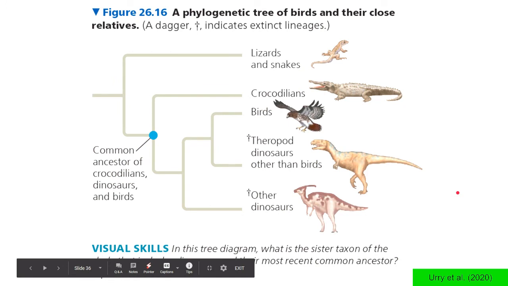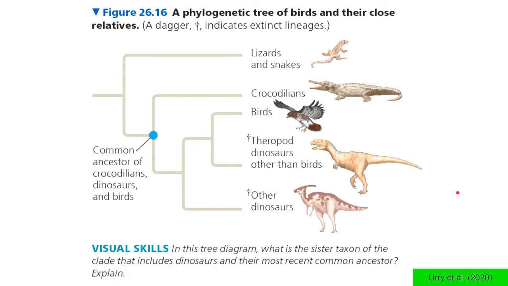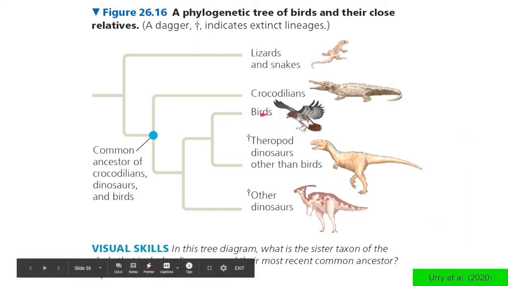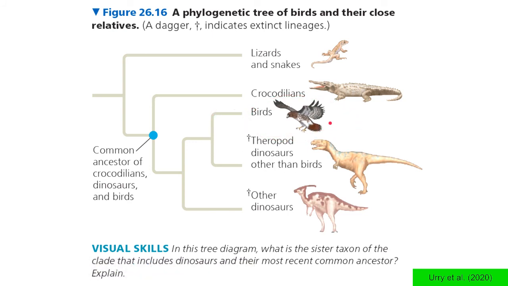So this is an example of a phylogenetic tree showing us birds and their close relatives. A dagger indicates extinct lineages. Okay, it's no longer present. So we all know that birds are actually more related to dinosaurs than the rest of the animal kingdom. When we say non-avian dinosaurs, those are the dinosaurs that cannot fly. But the birds that we have right now are actually the descendants of, or relatives of, those non-avian dinosaurs. So a phylogenetic tree shows us how they are related to each other.